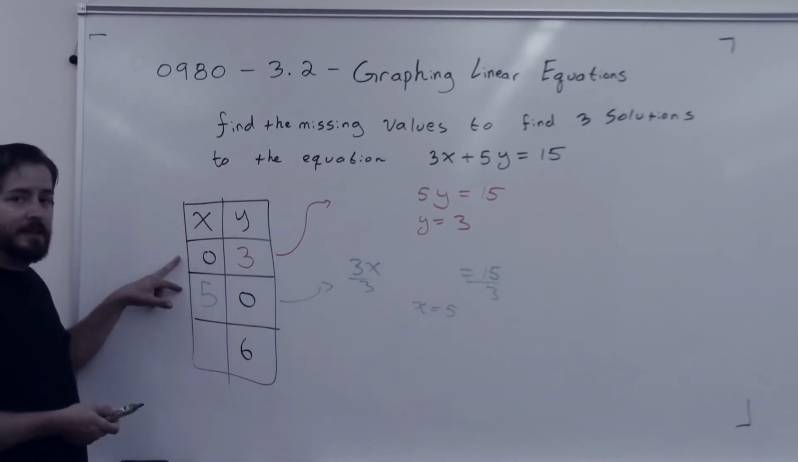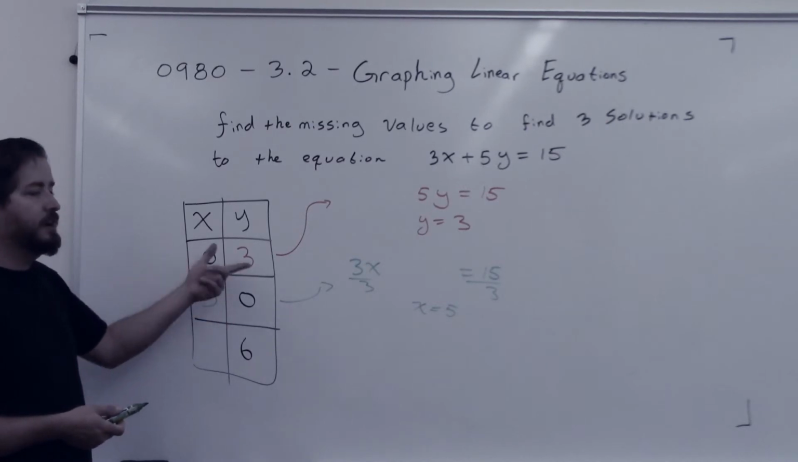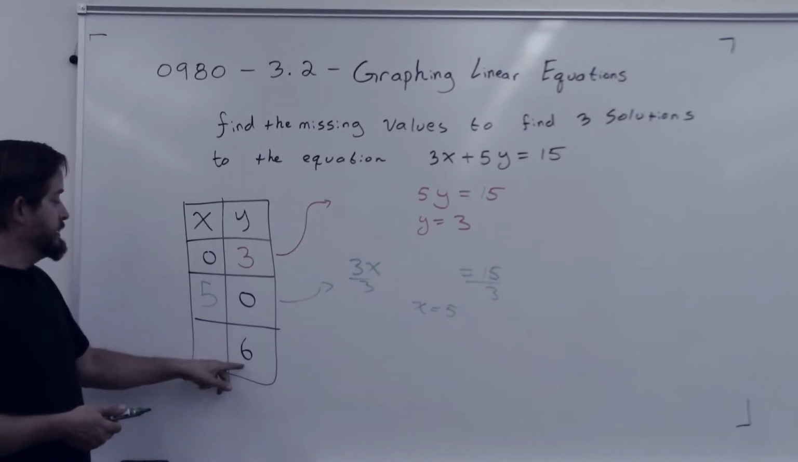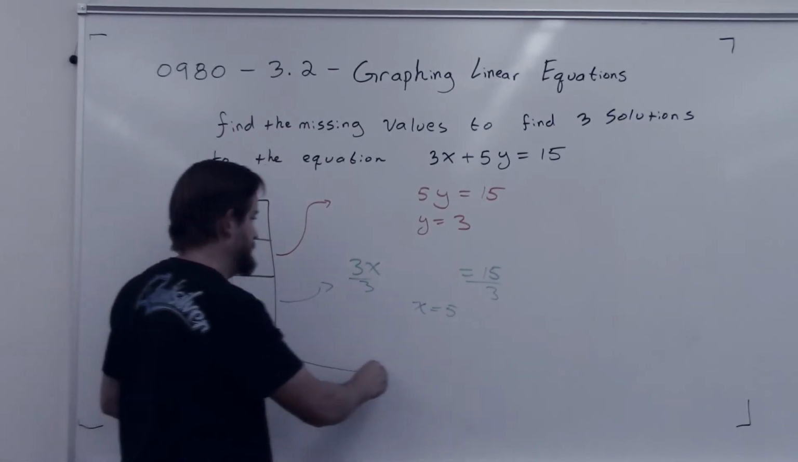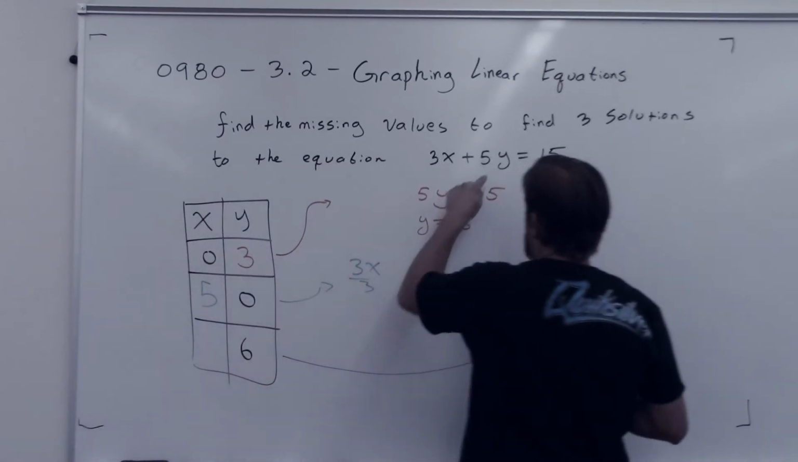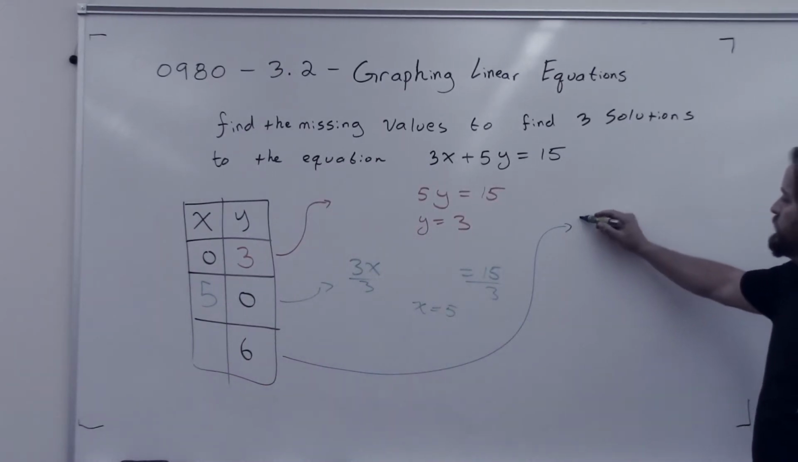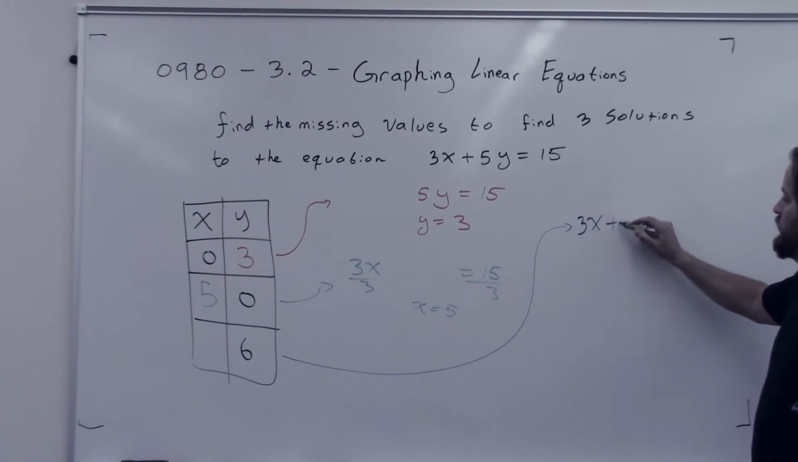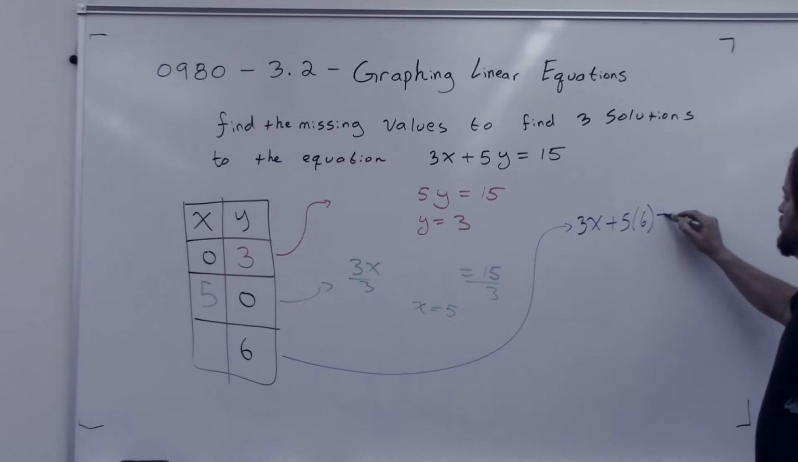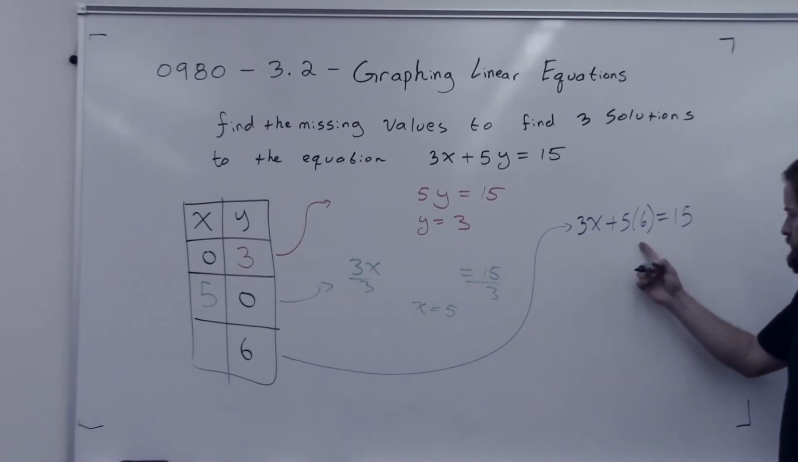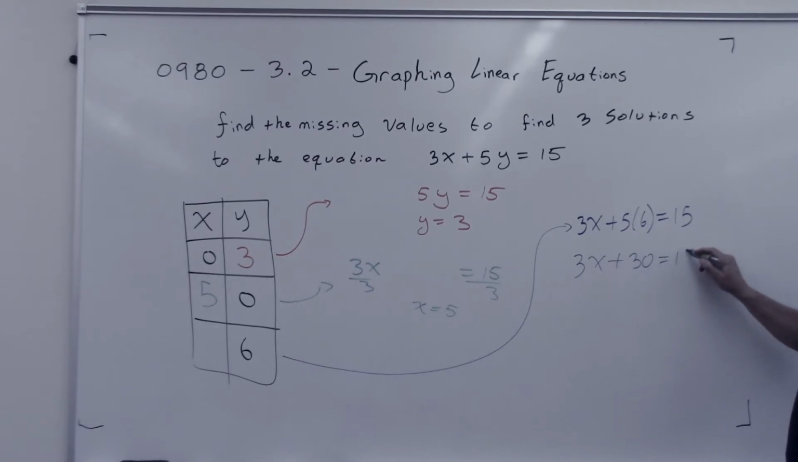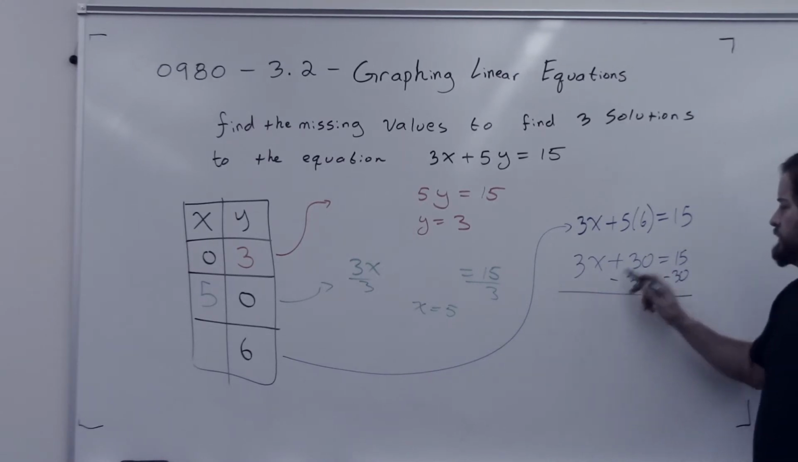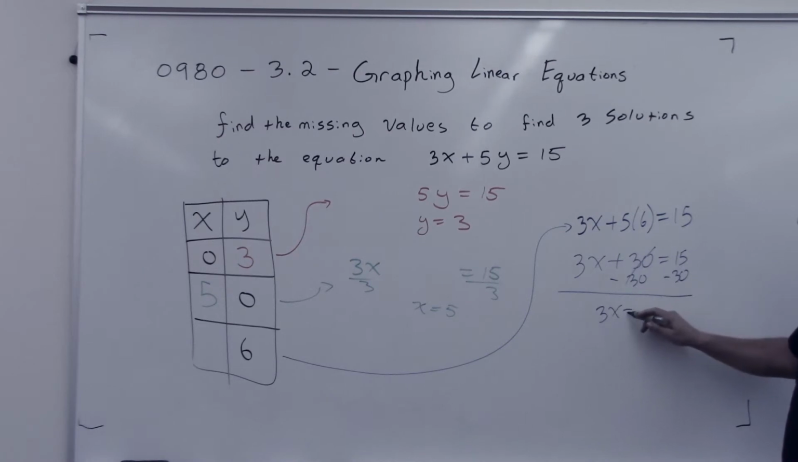Those two were extremely simple, very easy, because I had a 0 that knocks out an entire term. Otherwise, say for this one, if y equals 6, then I'm plugging in 6 for y and solving for x, so that gives me 3x plus 5 times 6 equals 15. The 5 times 6 is 30, so I have to do a little bit of work here, so 3x plus 30 equals 15, minus 30, minus 30, that gives me 3x equals negative 15.